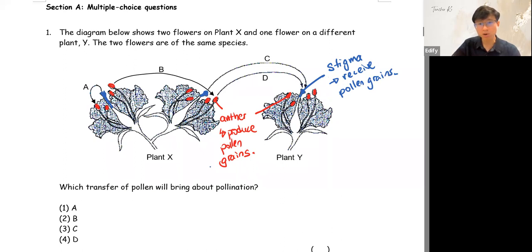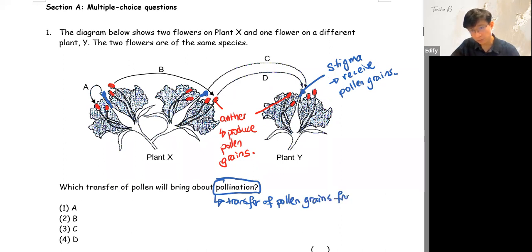So what is pollination? It is basically the transfer of pollen grains from the anther to the stigma. Looking at this, you will see that the answer will be D, because the pollen will be produced by the anther here and it gets transferred to the stigma here. So the answer is 4.